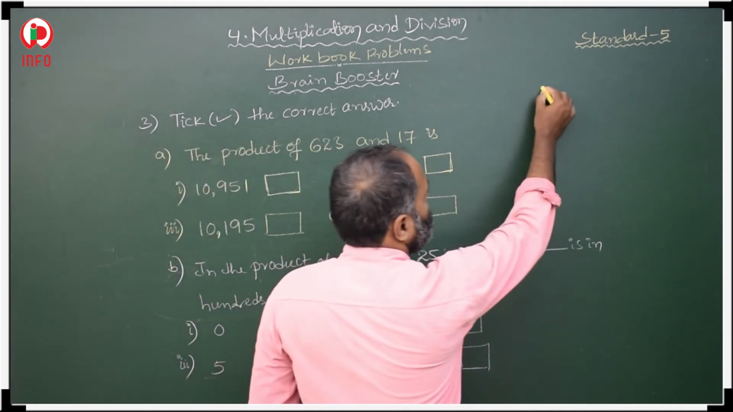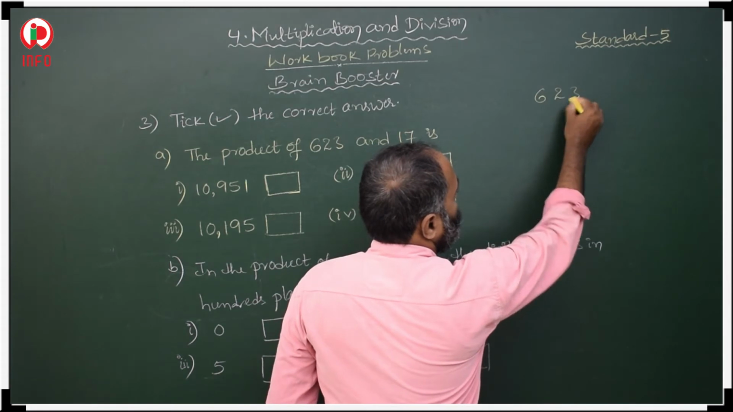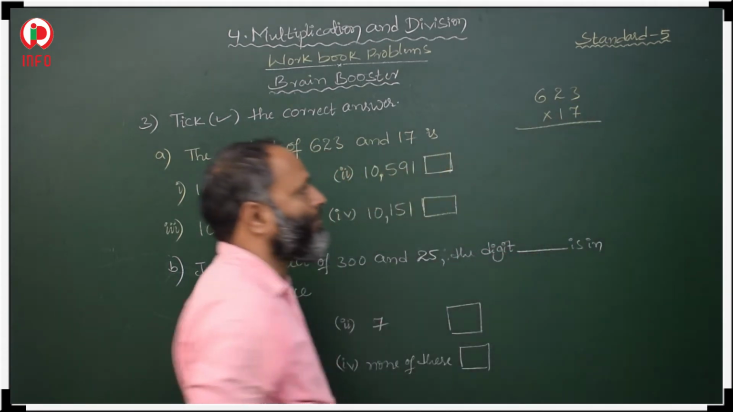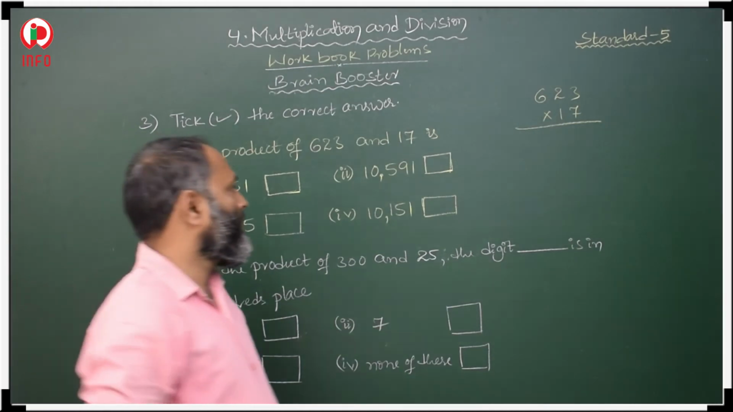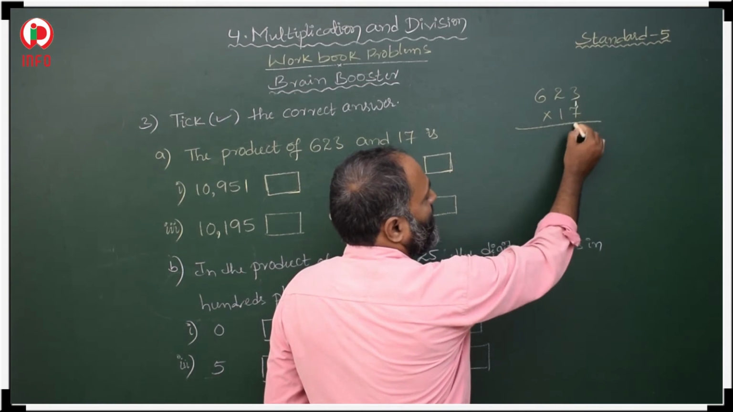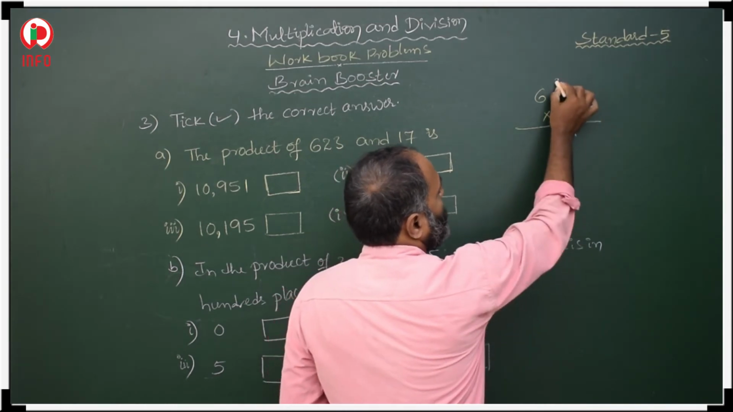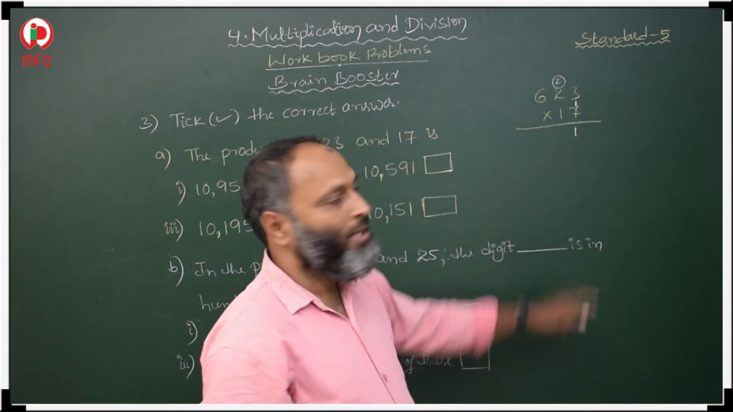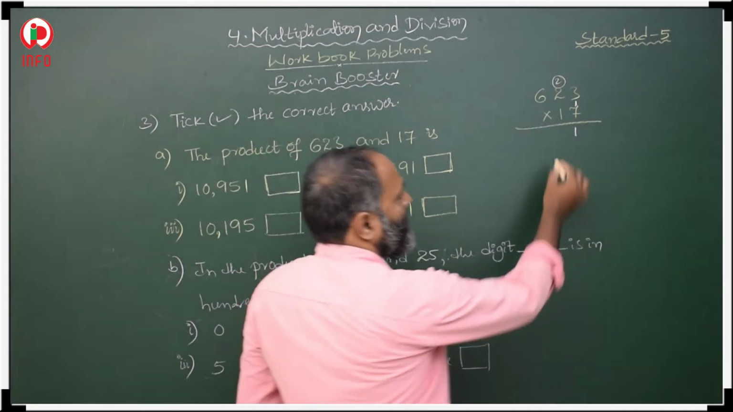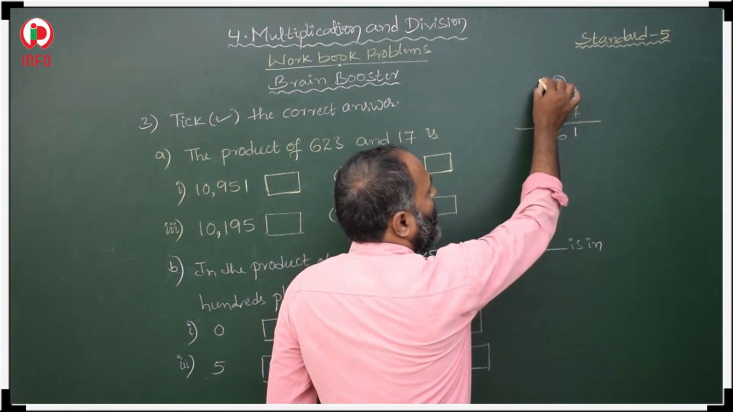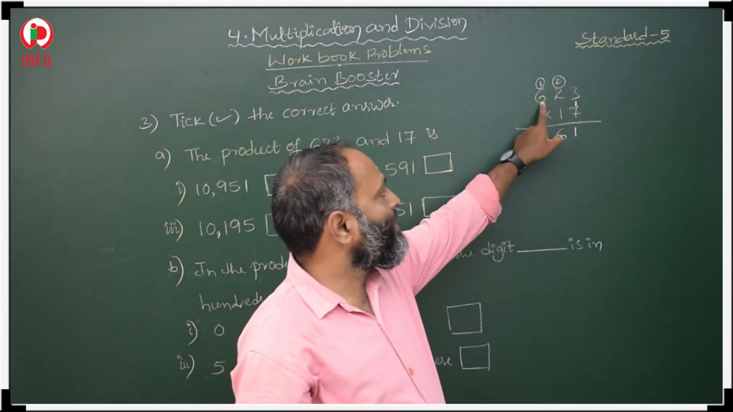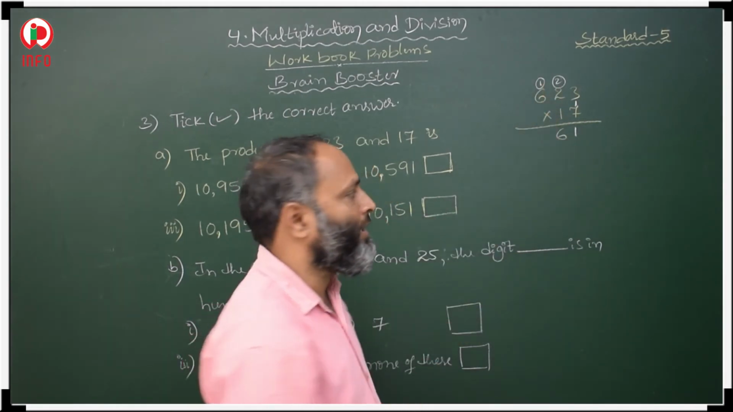623 multiply with 17. So how to multiply first? See here, first multiply with 7. 7 threes are 21, and 2. 7 twos are 14, plus 2 is 16. 16 means 6 in the hundreds place and 1 in the thousands place. 7 sixes are 42 plus 1 is 43.